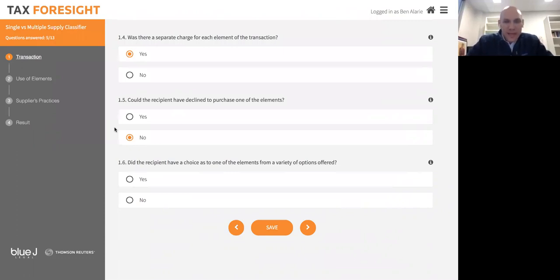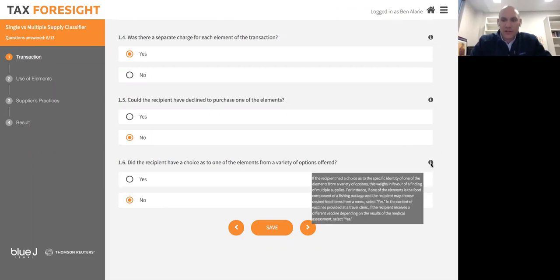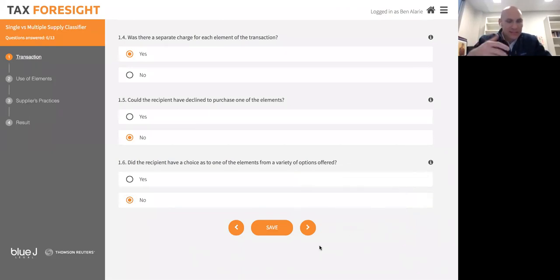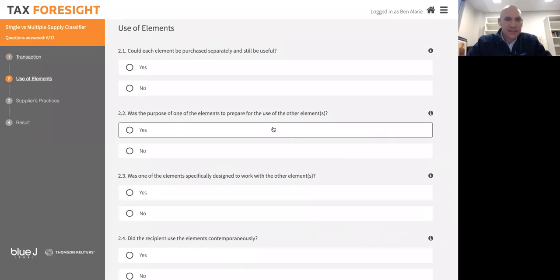1.6, did the recipient have a choice as to one of the elements from a variety of options offered? No, not really. The treatment plan is going to be the treatment plan. There would be some negotiation about what the treatment plan looked like, but it wasn't a long menu of different orthodontic appliances, for example. Instead, it was really, no, you need the appliance that's appropriate to your desired objective here. Okay, so the answer to 1.6 should be no. All right, we'll click next.